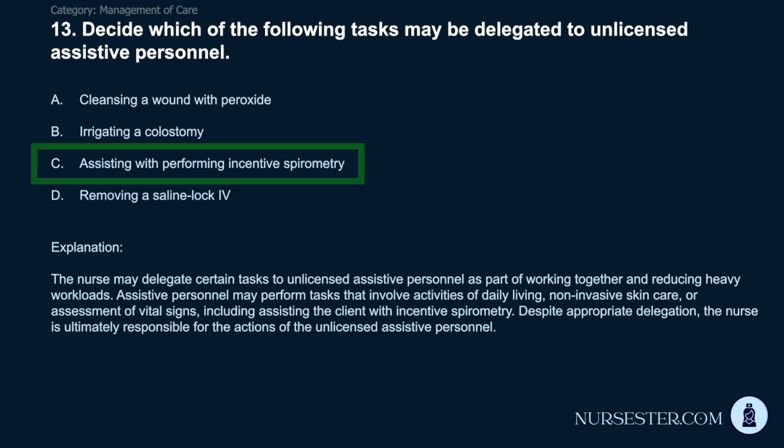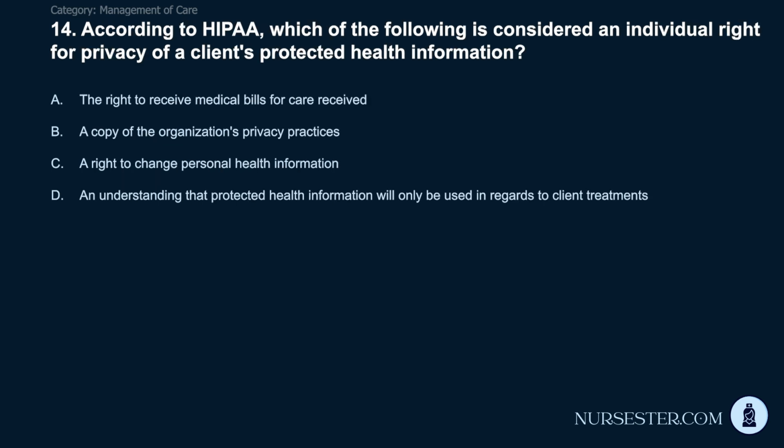The nurse may delegate certain tasks to unlicensed assistive personnel as part of working together and reducing heavy workloads. Assistive personnel may perform tasks that involve activities of daily living, non-invasive skin care, or assessment of vital signs, including assisting the client with incentive spirometry. Despite appropriate delegation, the nurse is ultimately responsible for the actions of the unlicensed assistive personnel.